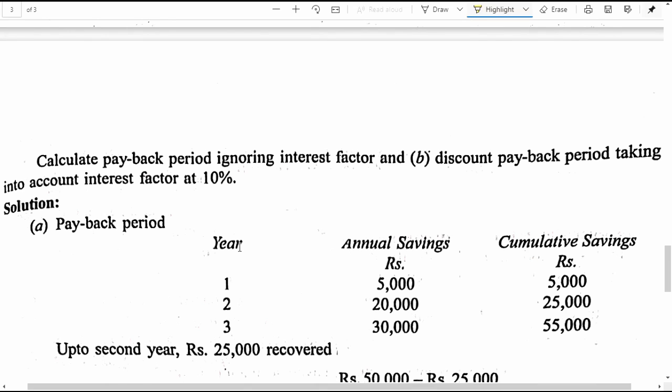Payback period is calculated in a traditional way. Annual savings for 3 years are presented here. It is enough to calculate payback period with the help of the cash inflow for the first 3 years itself. That is why it is done with only the first 3 years. First year 5,000, second year 20,000. So 5,000 plus 20,000 becomes 25,000. Then third year 30,000 rupees cash inflow. So 25,000 plus 30,000 comes to 55,000. Till the end of 3 years, the cumulative cash inflow comes to 55,000 rupees.